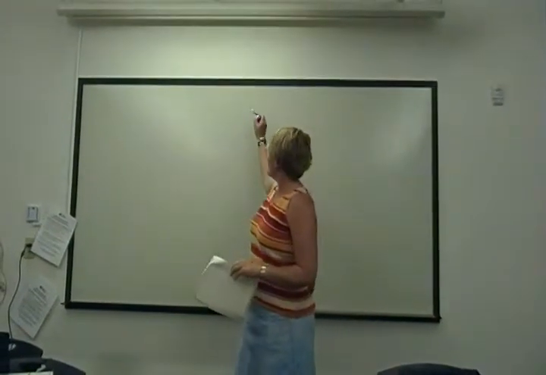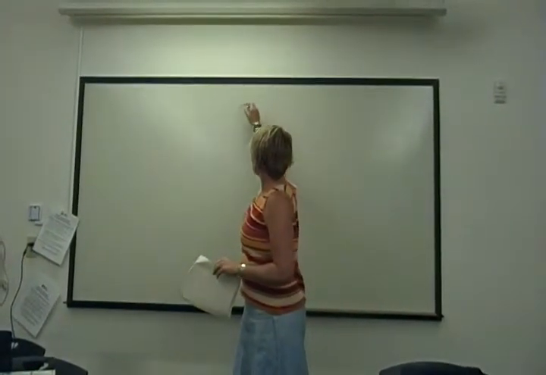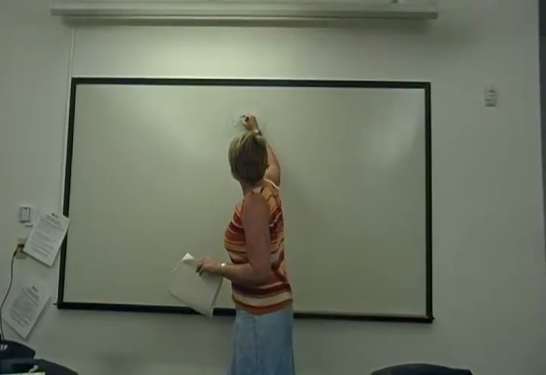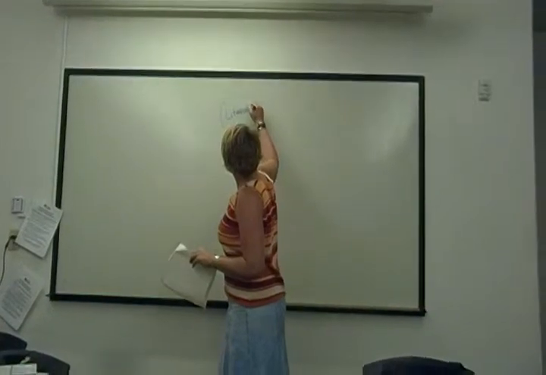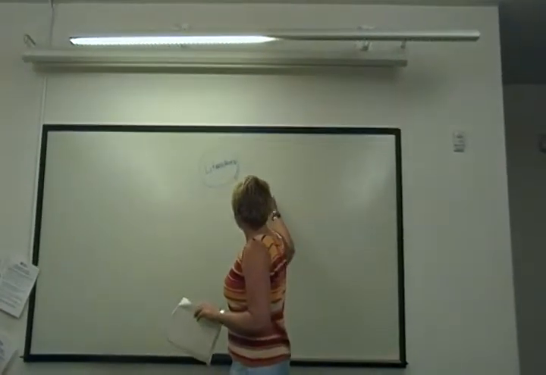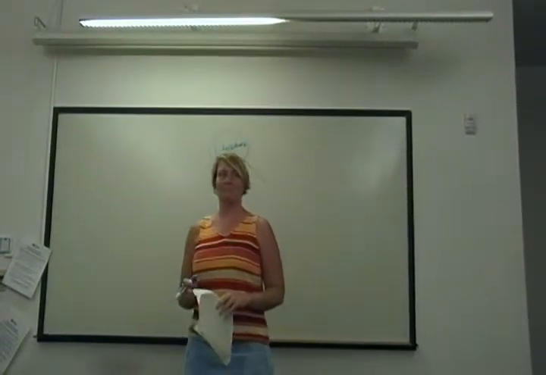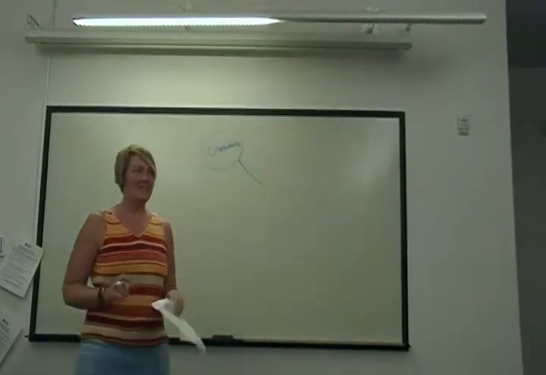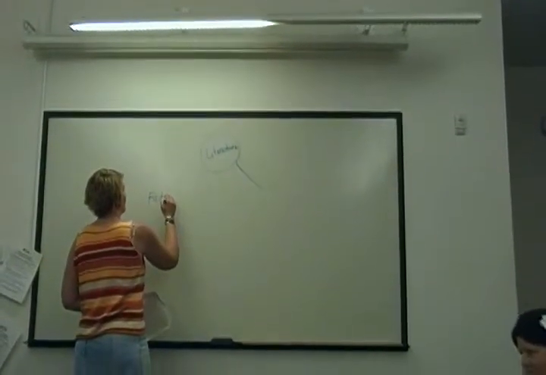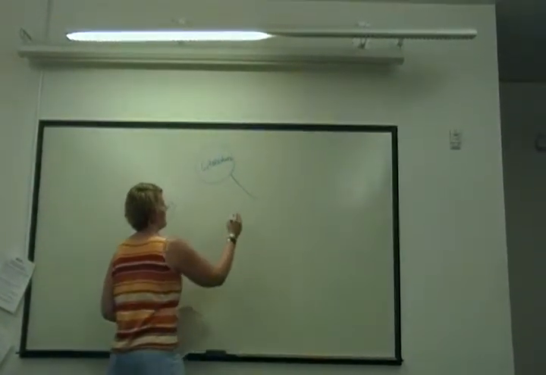So there's two main classifications of literature. We're going to start off with this. Literature. Can anyone guess what the two main sections of literature are? Go ahead. Is it fiction and nonfiction? Yes, it is. Fiction and nonfiction.